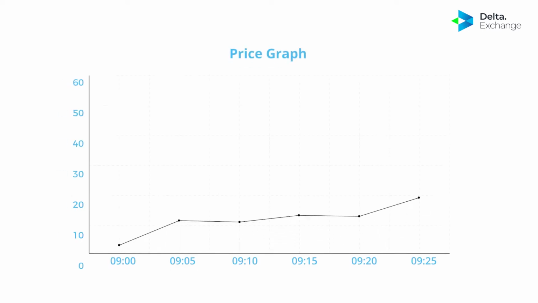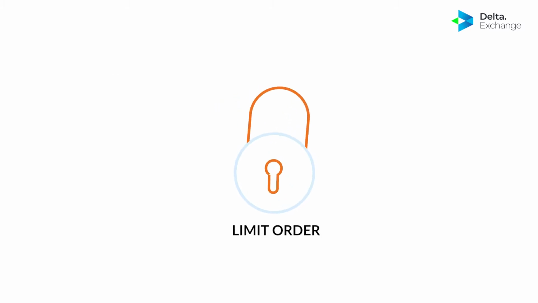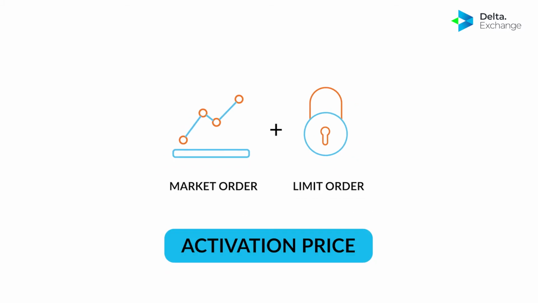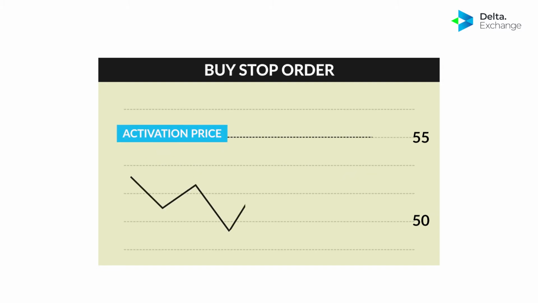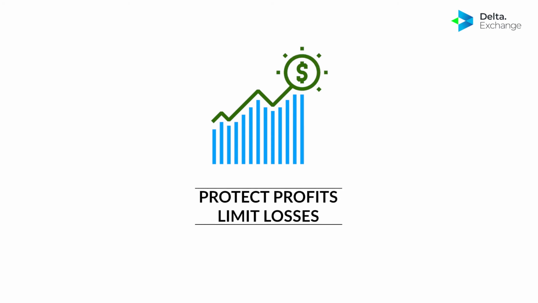So if you want to be sure you're trading at the best possible price, consider a limit order, where your trade is executed only when the market price hits your specified limit. Stop orders are a combination of the market and limit orders with an activation price that triggers their execution. This activation price is lower than the market price in case of a sell stop order and above it for a buy stop order. Stop orders help protect profits and limit losses.